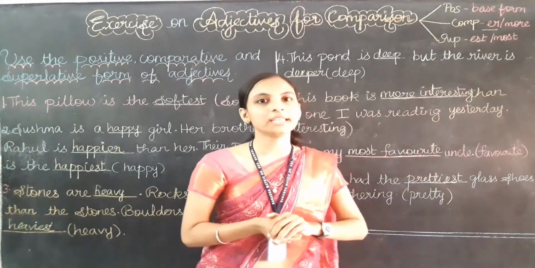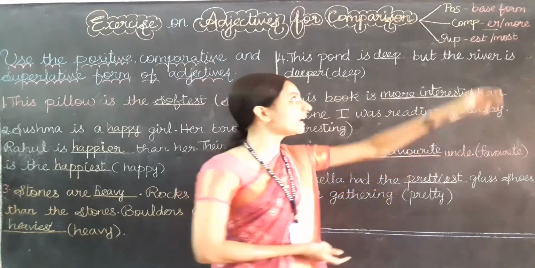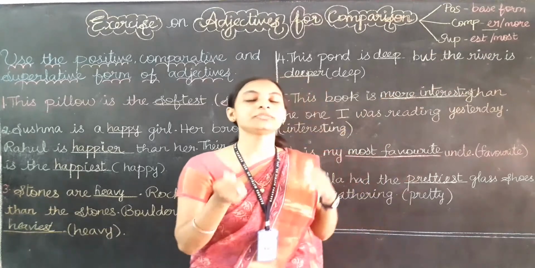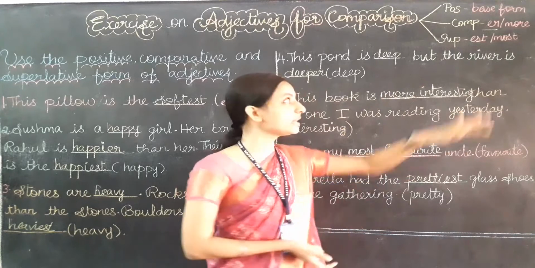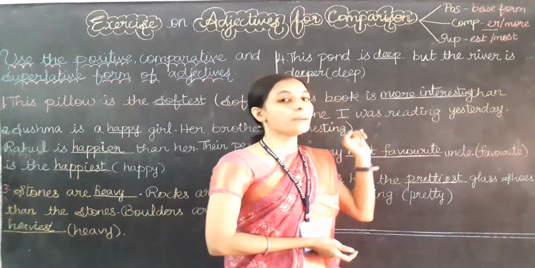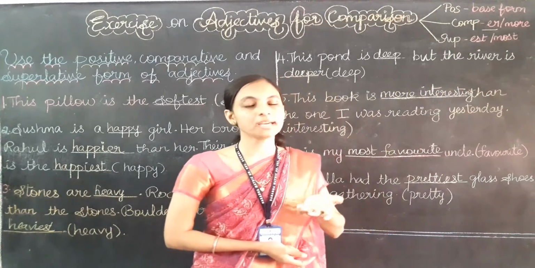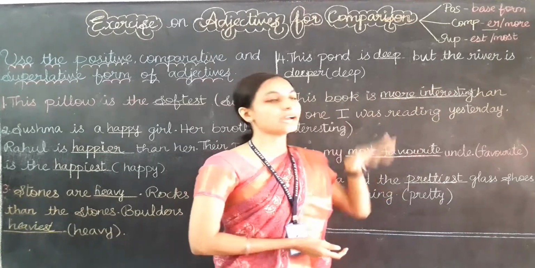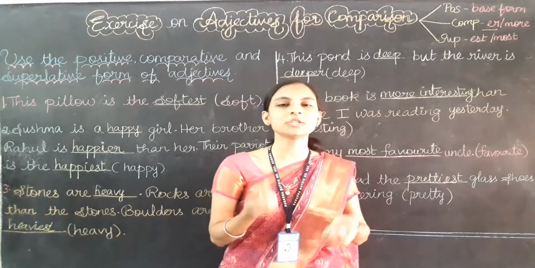In the comparative degree, when the adjective is small, we add er. In the superlative, if the adjective is small, we add est after the adjective. But if the adjective is big, we add more before the adjective for the comparative degree and we add most before the adjective for the superlative degree.